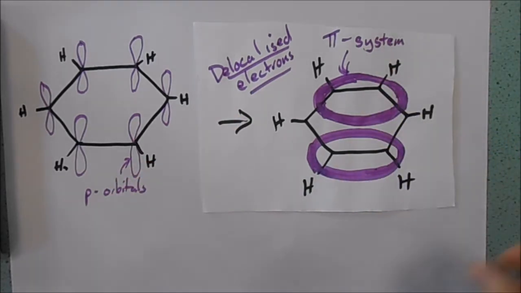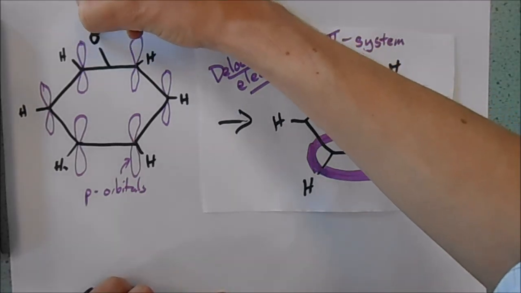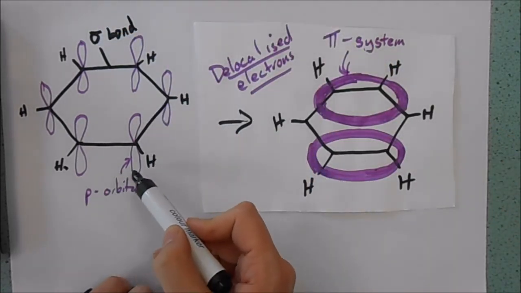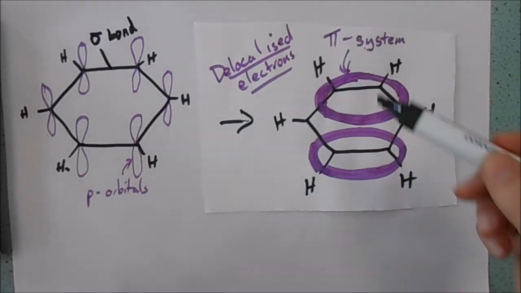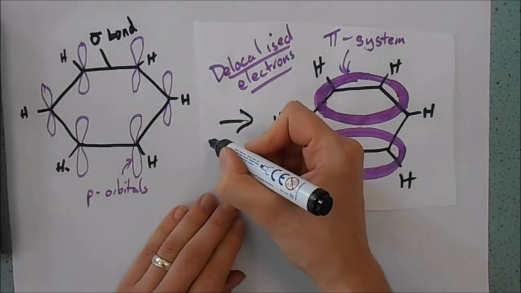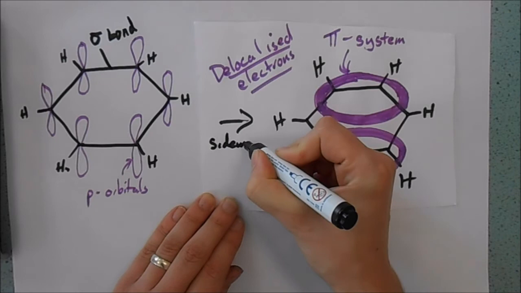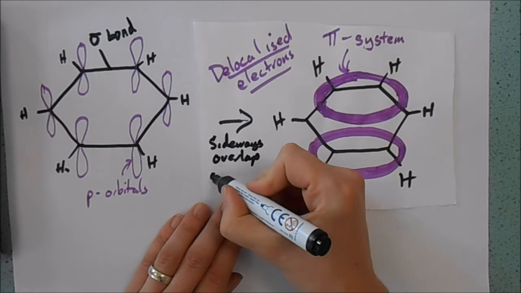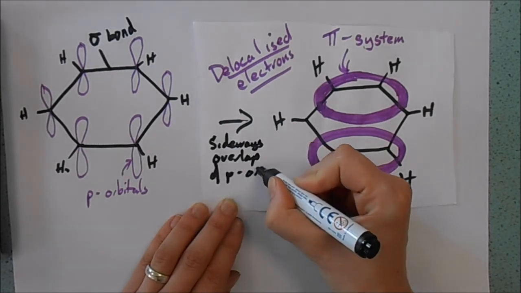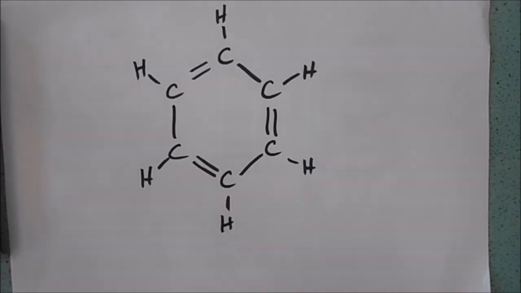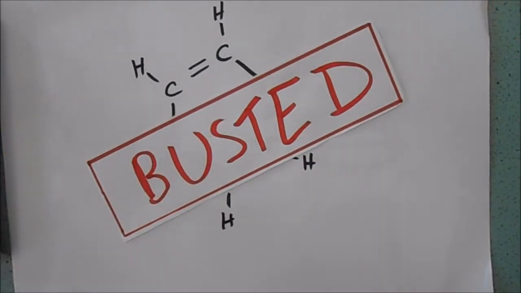Now this diagram is quite important, and it quite often comes up on an exam, so let's just complete it. This is a sigma bond that you've come across in AS. These are the p orbitals. We have delocalized electrons in a pi system, and we have that because there is a sideways overlap of p orbitals. More on that in future, but for now, Kekule's benzene is busted.